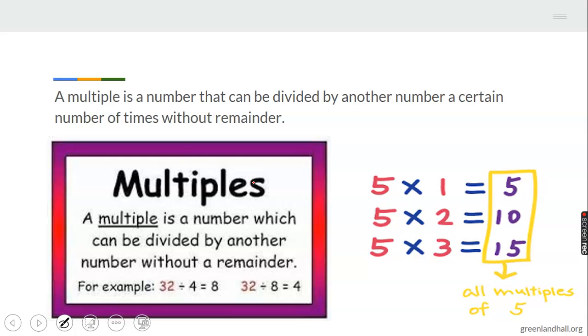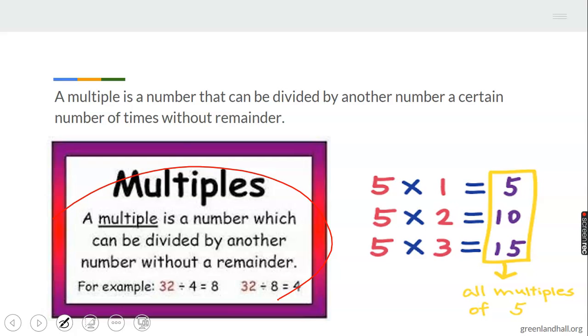What are multiples? A multiple is a number that can be divided by another number a certain number of times without a remainder. You can see here what we have. Let's look at this chart. It is a number which can be divided by another number without a remainder. For example, we have 32 there. 32 divided by 4 is 8. And also 32 divided by 8 is 4.